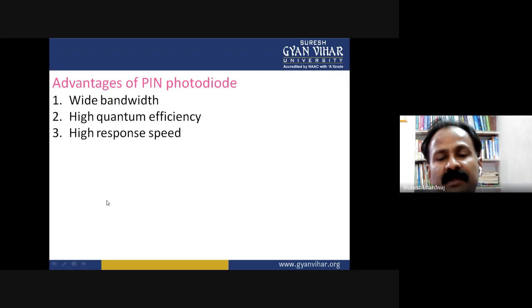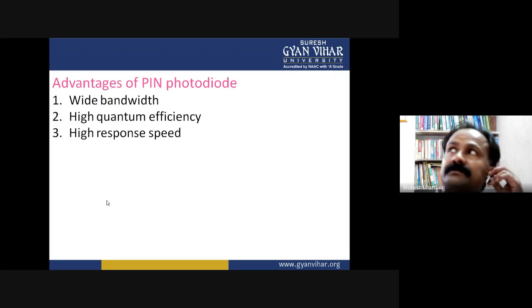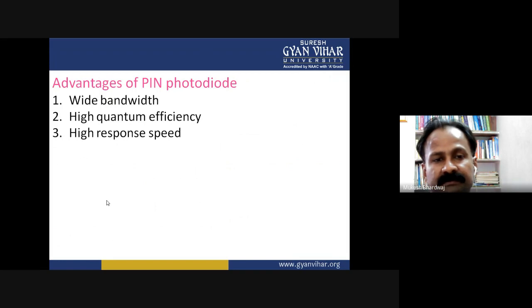Advantages of pin photodiode: wide bandwidth, high quantum efficiency, high response speed.